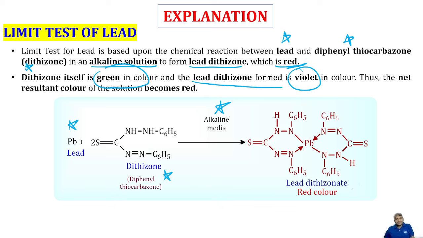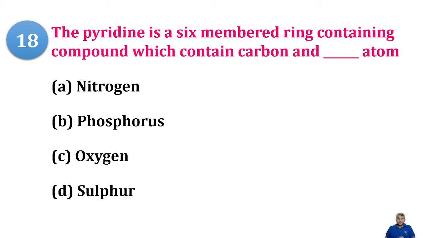of the end product, that is red color, color of your dithizone, that is green, but lead dithizone is having the violet color. So from this slide they will ask 5 to 6 questions, so you have to be clear about each and every line that I am discussing right now. Next question for you, we are remaining with 2 to 3 questions more.